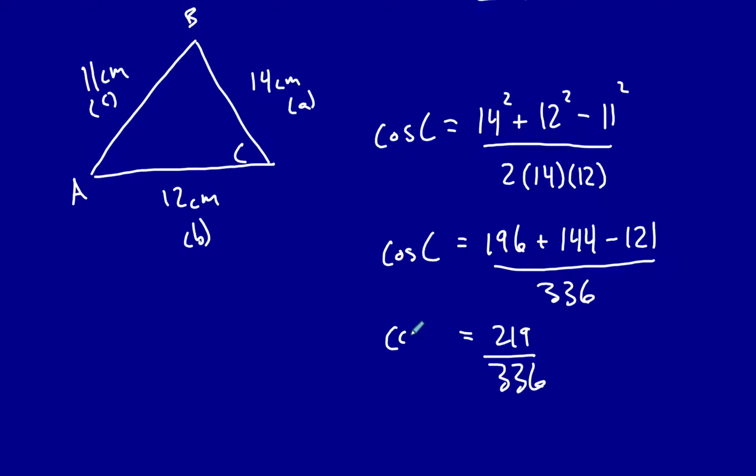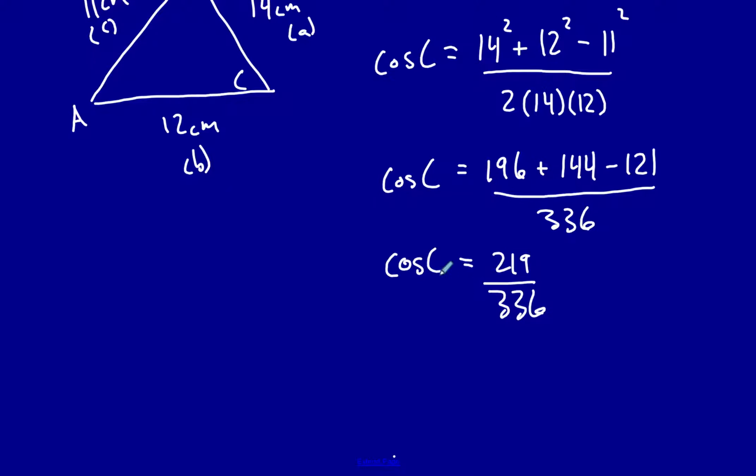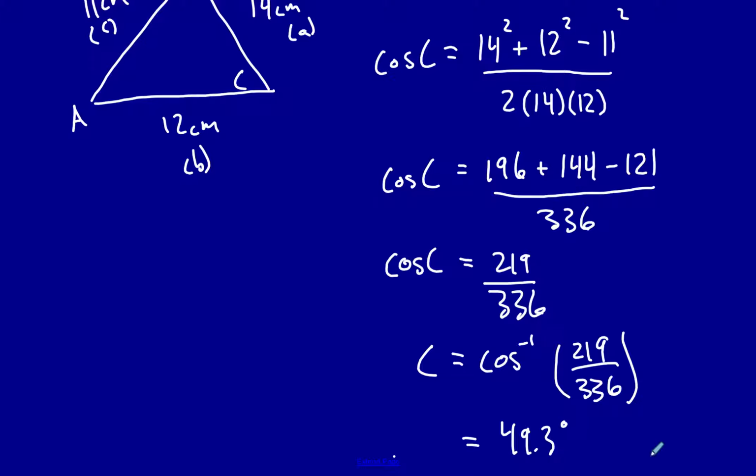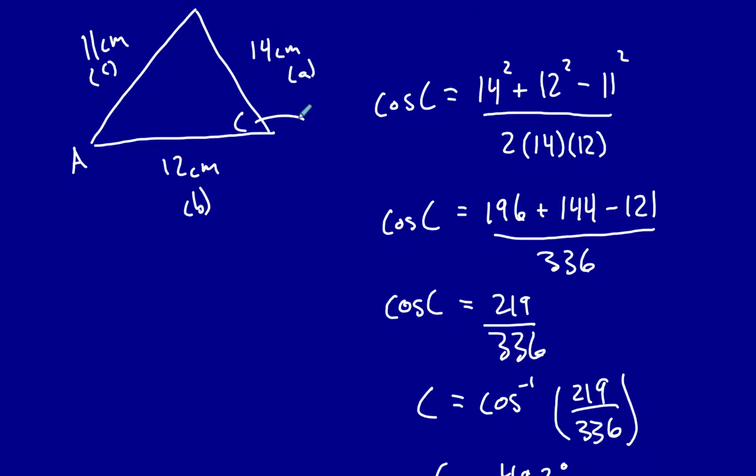Now, a lot like our right angle triangle questions, we have to use the inverse here for cos. So in order for me to figure this out, I have to say that the angle C is equal to cos to the negative 1 of this ratio, of this fraction right here that I have, so 219 over 336. And that'll give me a nice angle here of 49.3 degrees. Now again, if you need some help figuring out how to do that in your calculator, please ask me in class.